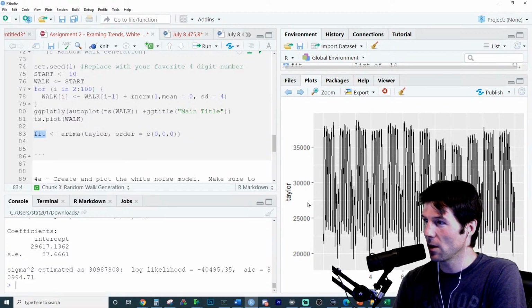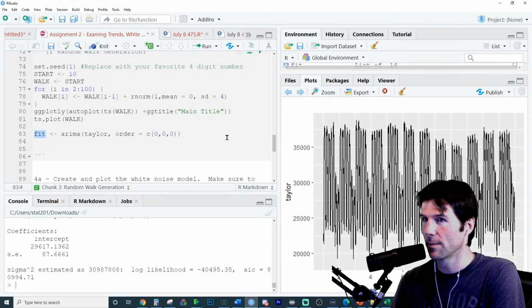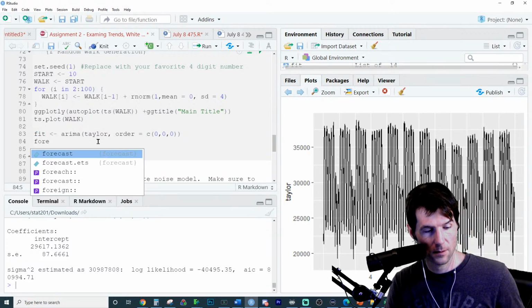Because the white noise model is going to fit what right here? What is the white noise model going to fit?